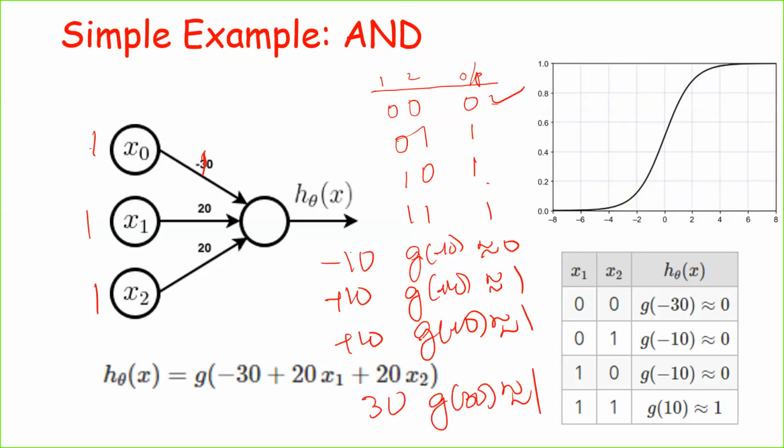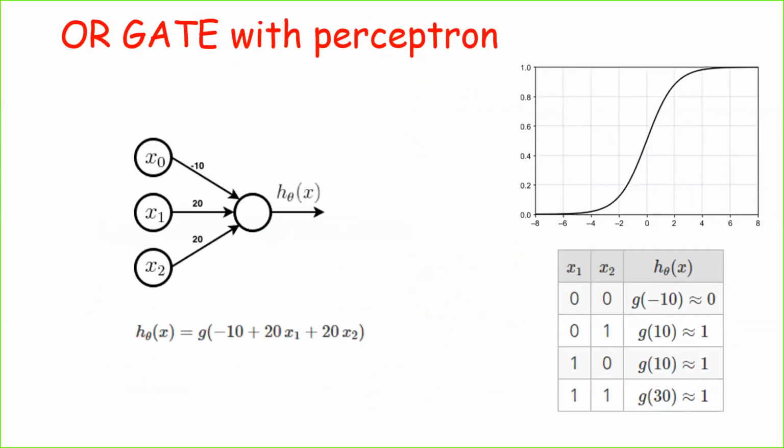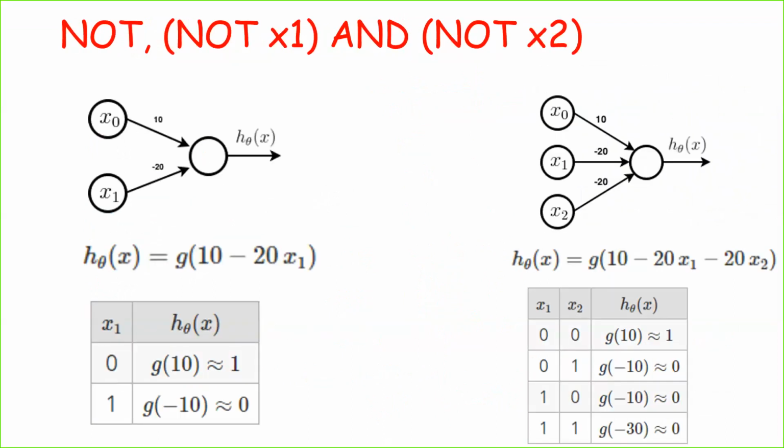Like this, some simple gates can be modeled with a single neuron cell itself. So this is the OR gate, -10, 20, 20. And this is the NOT X1 and NOT X2 gate with the weights 10, -20, -20, which gives 1 as the output when both the inputs are 0, otherwise it gives 0. So now combine all these neurons together to form a strong nonlinear hypothesis.